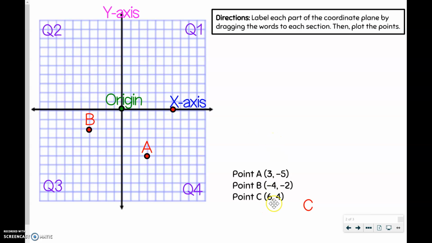Okay, I went 6 to the right, but now I got to look at my y-axis to see, am I going up or down, or maybe I'm staying. So 4 is telling me to go up. It's a positive number, so we're going to go up this time, and we're going to go up 4, 1, 2, 3, 4, and that's where point C lands at 6, 4. That's the ordered pair for C.